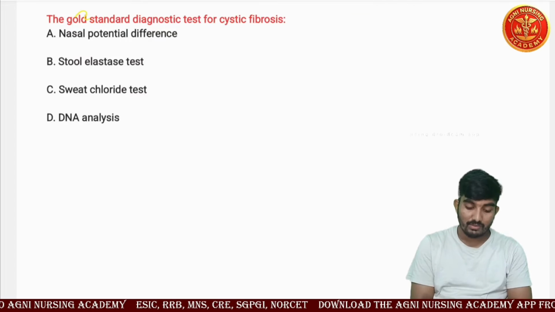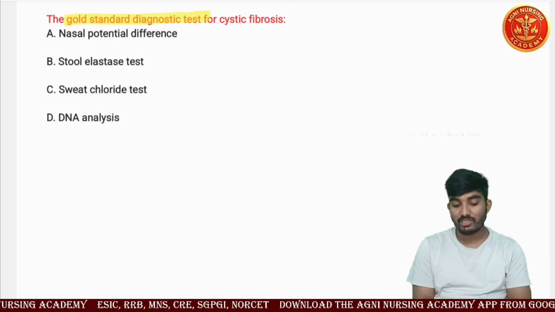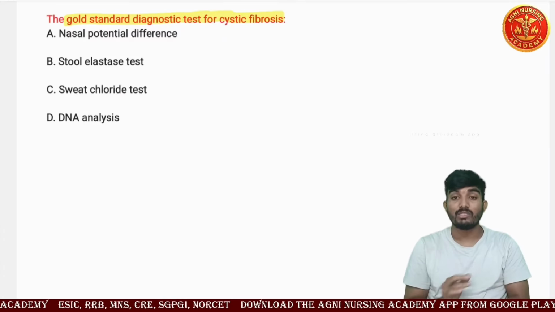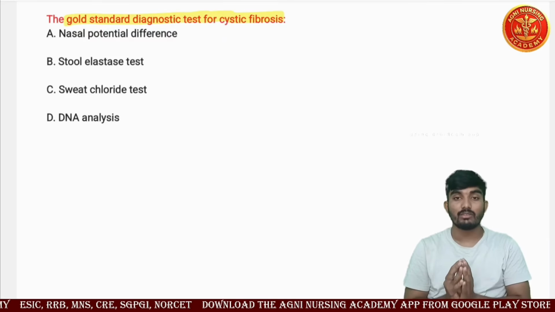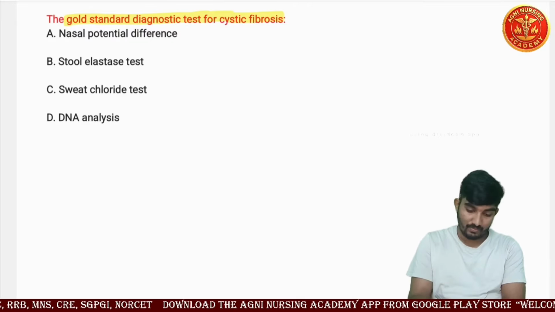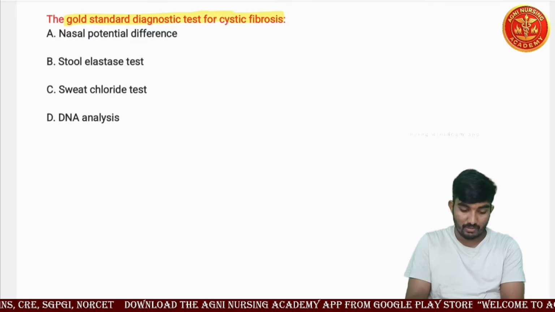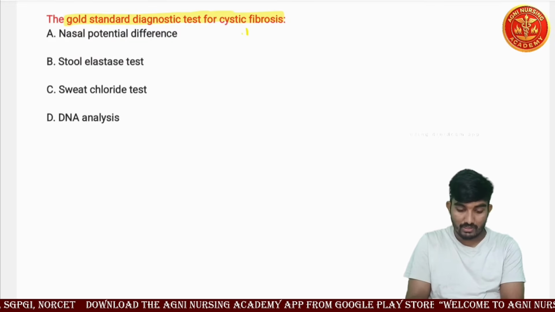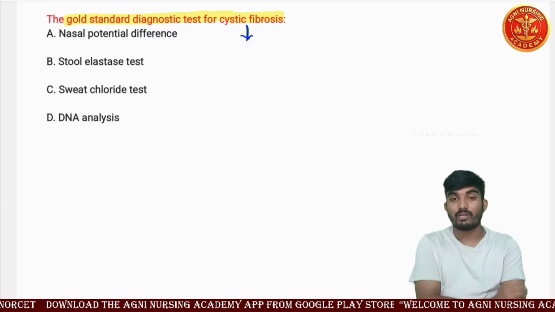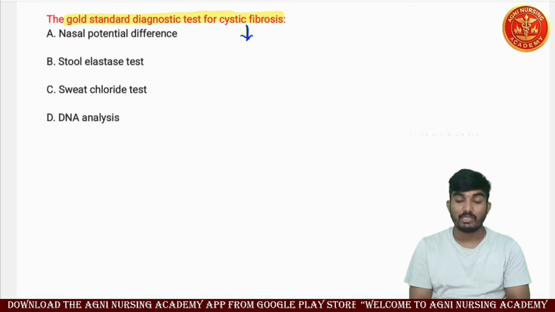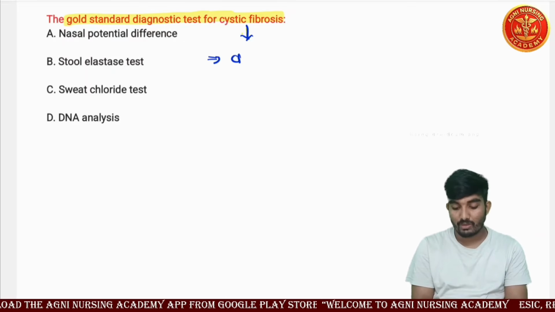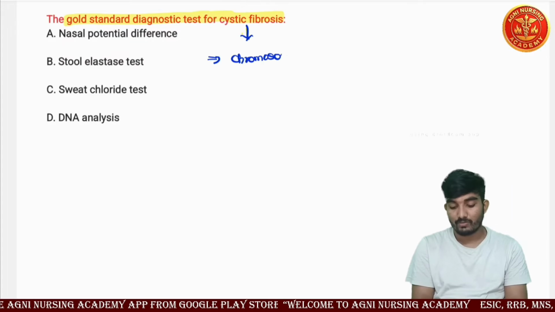The question asked: what is the gold standard diagnostic test for cystic fibrosis? Which is the gold standard test for diagnosis of cystic fibrosis, that is the question asked. We will discuss cystic fibrosis. Cystic fibrosis is a chromosomal abnormality.